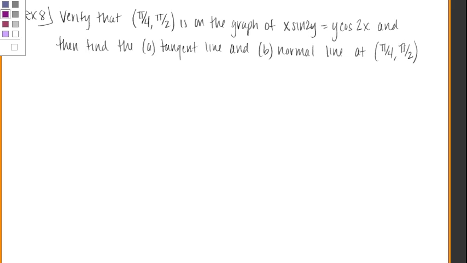First of all, we want to again verify that the point pi over 4 and pi over 2 is on the graph of this one, and then we're going to find the tangent and the normal line at that point. Okay, so let's do the verification process.